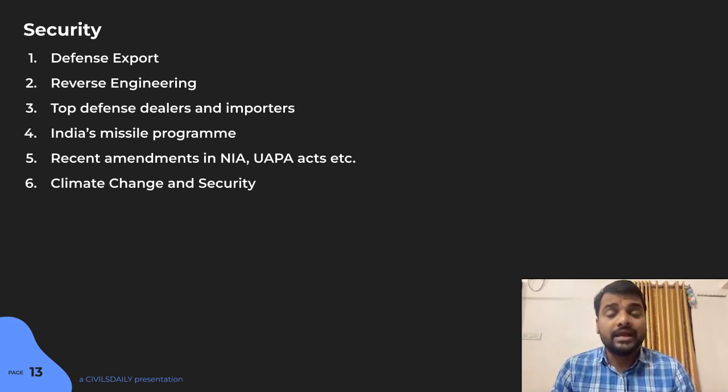Then the recent amendment to the NIA Act, which gives more power to the NIA to deal with terrorism cases. So they can ask about the changes made in the NIA Act or the UAPA itself. Then climate change and security, how they are linked, and there can be a general question on that.